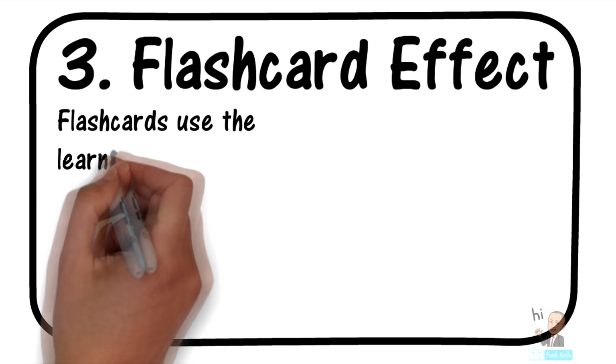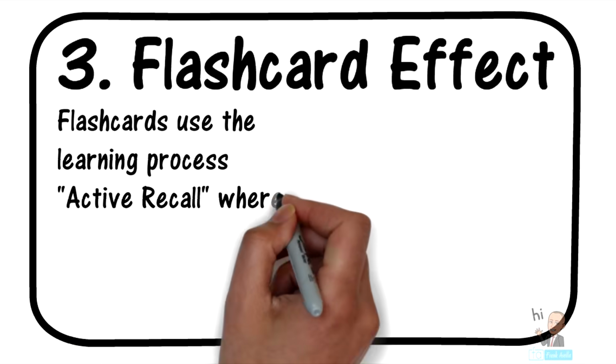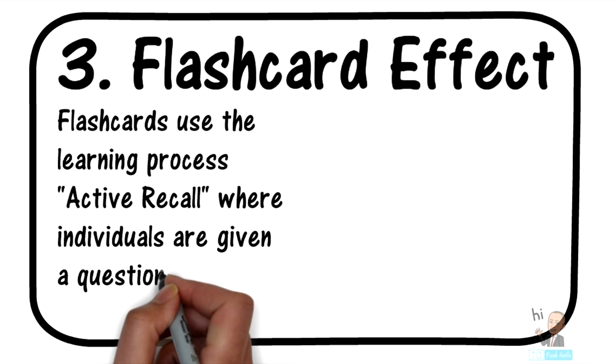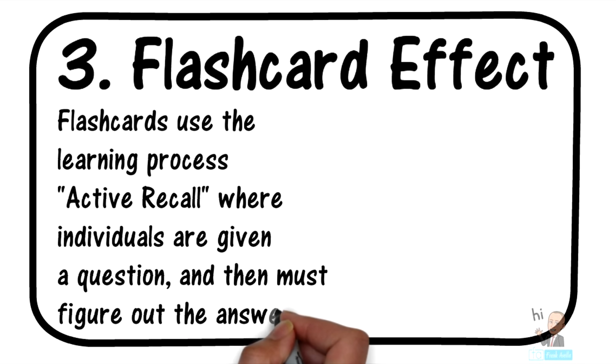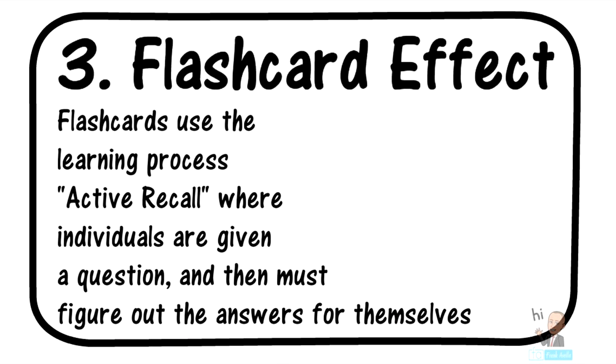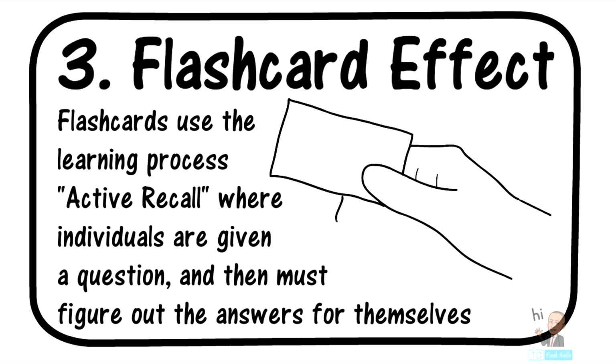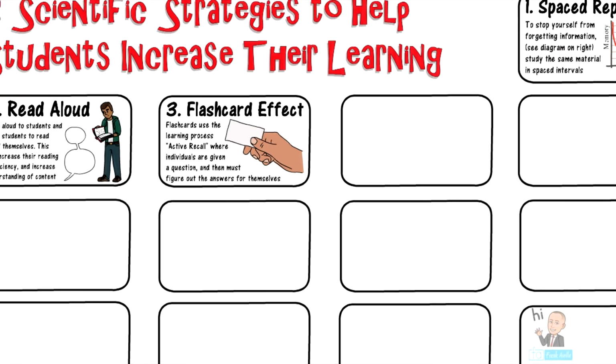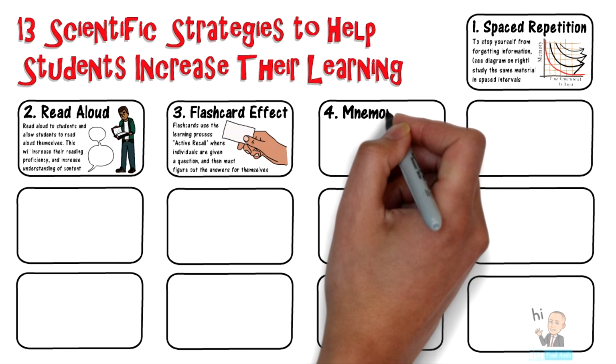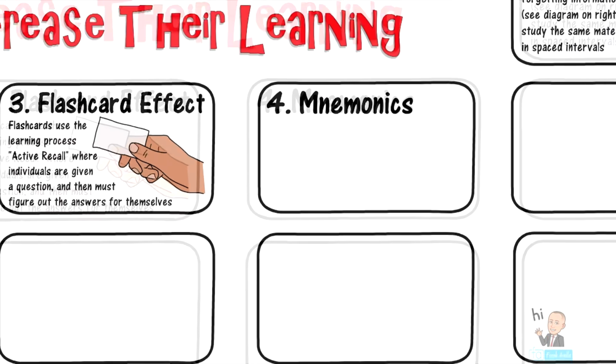Moving on to number 3, the third box, here is the flashcard effect. Flashcards use the learning process active recall, where individuals are given a question and then they must figure out the answers for themselves. Flashcards also utilize spaced repetition and self-reflection as you scroll through the cards and begin to check your own answer.